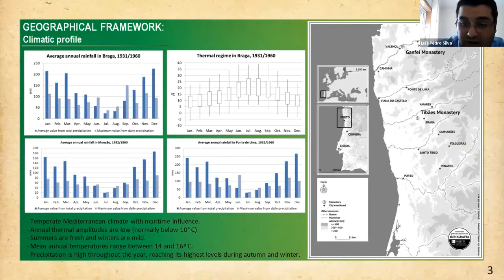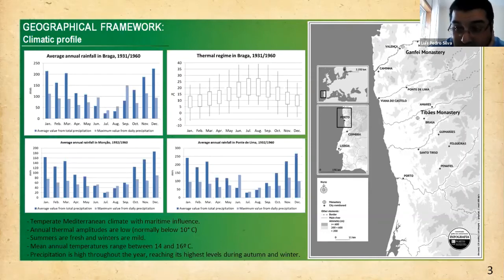So, as we can see in the map, the northwest of Portugal presents a rugged relief crossed by watercourses, defiles, and narrow valleys with increasing altitudes from the coast to the mountains inland, constituting a large amphitheater facing west. At present, this region exhibits a temperate Mediterranean climate with maritime influence. The annual thermal amplitudes are low, normally below 10 degrees Celsius. Summers are fresh and winters are mild, with only a few areas receiving a couple of light frosts per year. Mean annual temperatures range between 14 and 16 degrees Celsius.